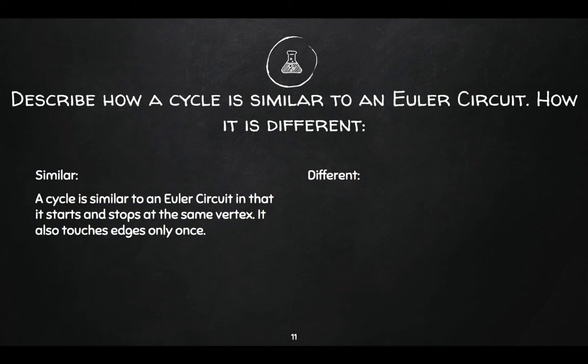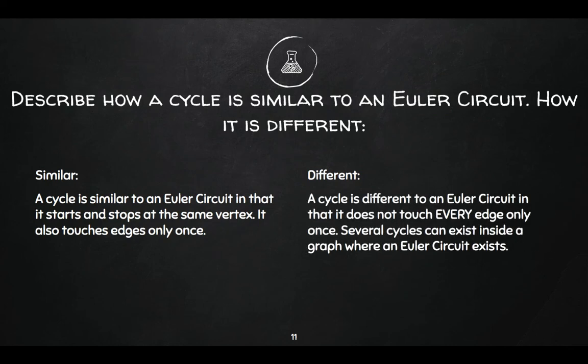How is it different? It's different in that an Euler circuit touches every edge, but a cycle does not touch every edge. Several cycles can exist inside a graph where an Euler circuit exists. Okay, so there's a difference between a cycle and a circuit.